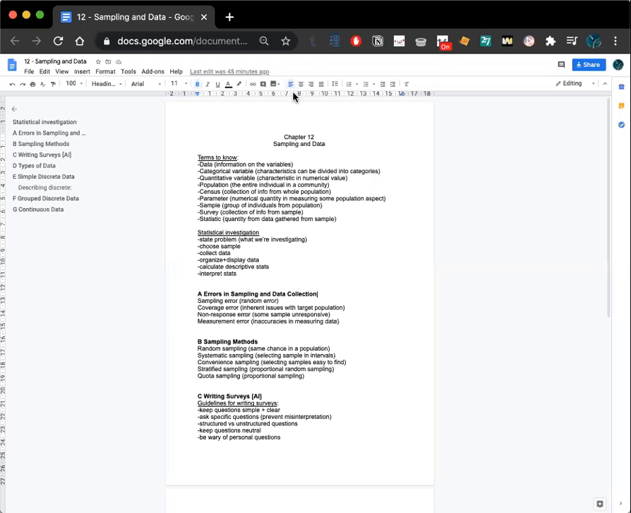So welcome to this session on sampling and data, where I will be rambling a lot on the theories of sampling. Okay, so some of the general basic things that you should know about.